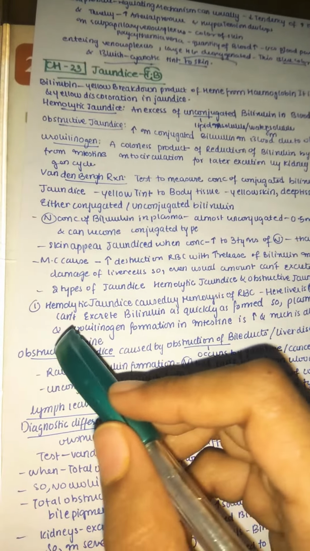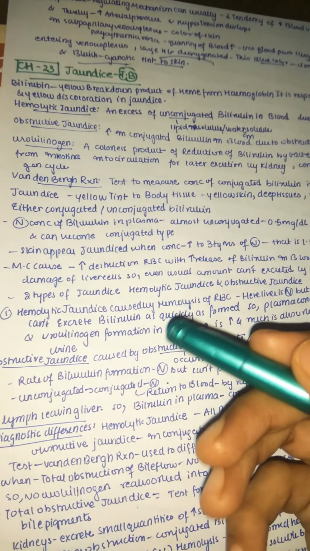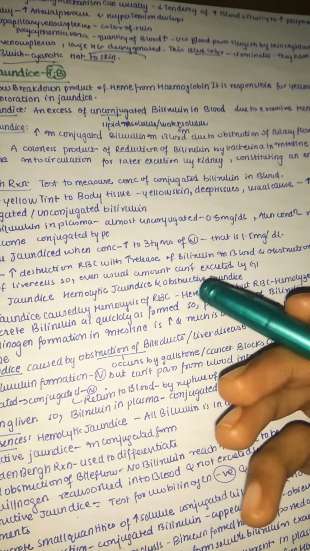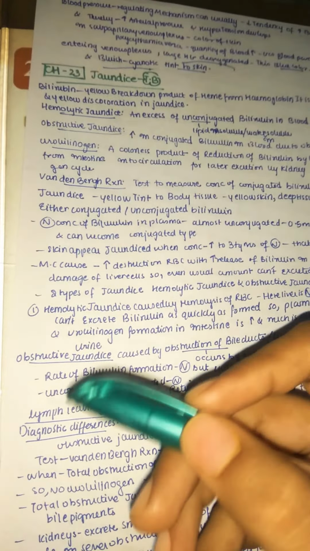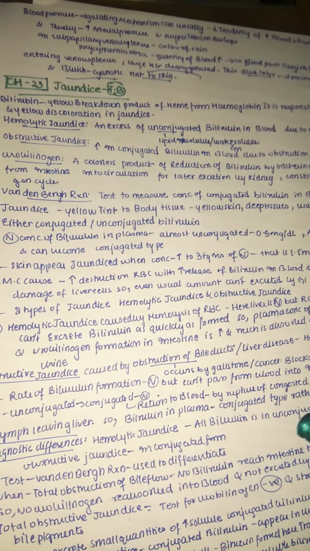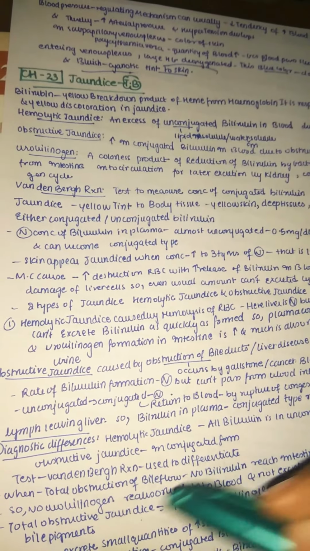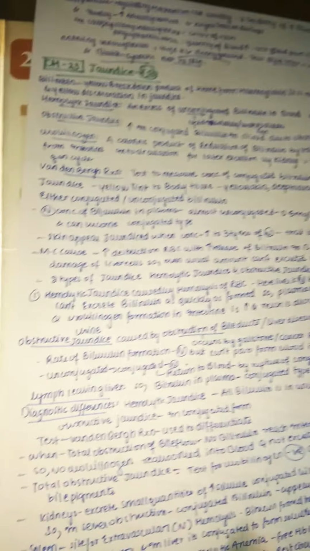And the most common cause of this jaundice is increased destruction of RBC with increased release of bilirubin in the blood, and obstruction of bile ducts or damage of liver cells. So even the usual amount of bile can't be excreted by our GIT. So two types of jaundice are there, mainly hemolytic jaundice and obstructive jaundice. So let us see them.